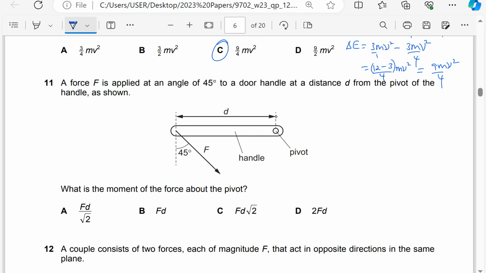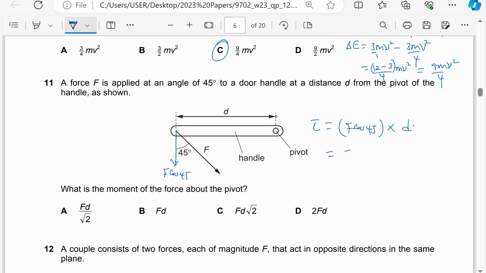So we need the force and the perpendicular distance. It is as easy as resolving the force vertically. When I resolve the force vertically, it is F cos 45, and the distance is going to be d. So the moment is the force times the perpendicular distance, which is F cos 45 times d. If I resolve F vertically, the perpendicular distance will be d.